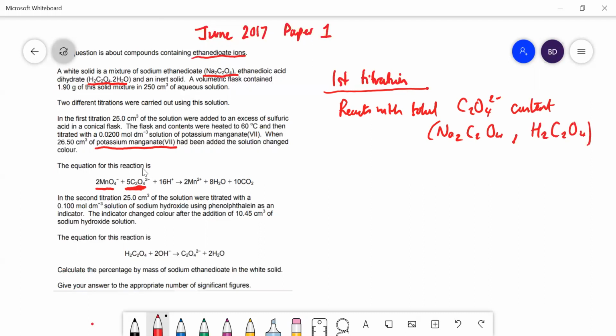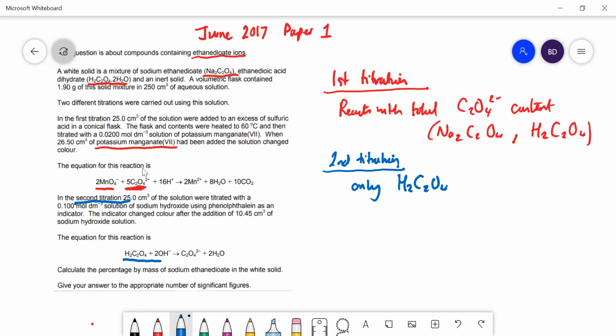The second titration is against sodium hydroxide, and that obviously won't react with the salt because that's already been neutralized. It only reacts with the acid. So the second titration measures only the acid itself.